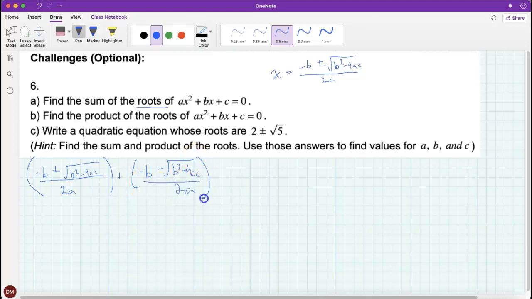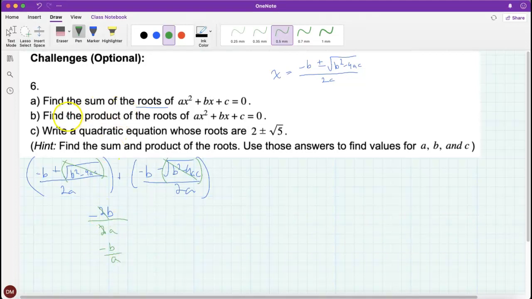So these have common denominators, so I can just add the numerators. Negative b plus negative b, that would be negative 2b. And then I have plus the square root of b squared minus 4ac, and then subtract that same amount. That becomes 0, right? So this is just all over 2a. And when I simplify the fraction, it's just negative b over a.